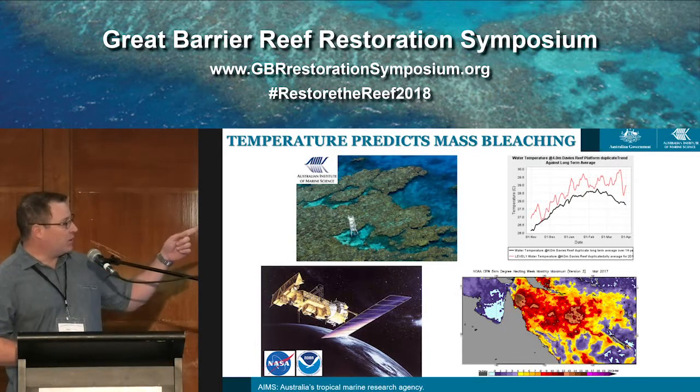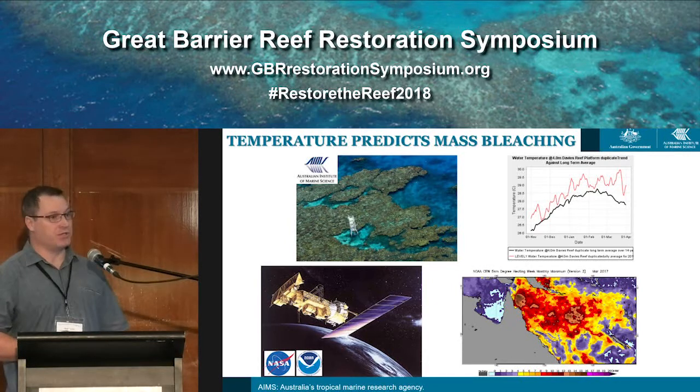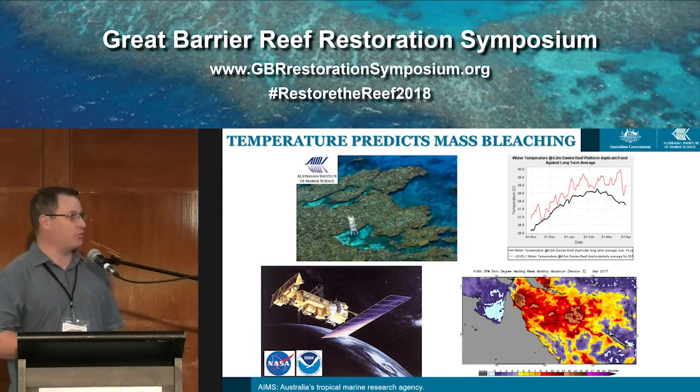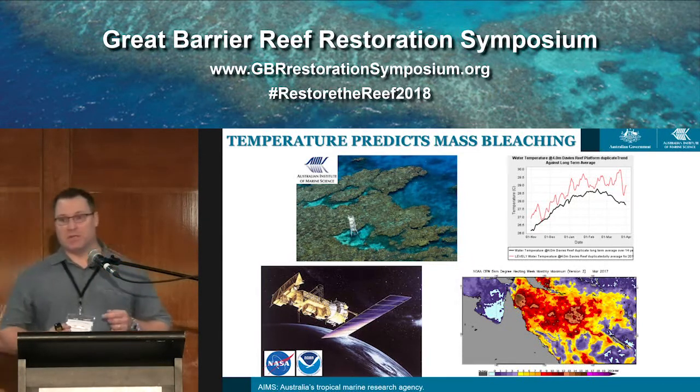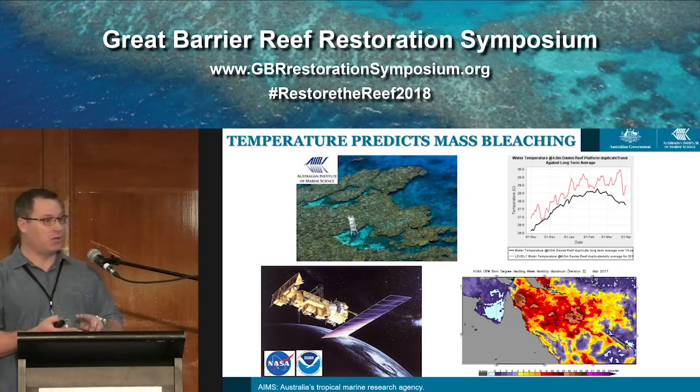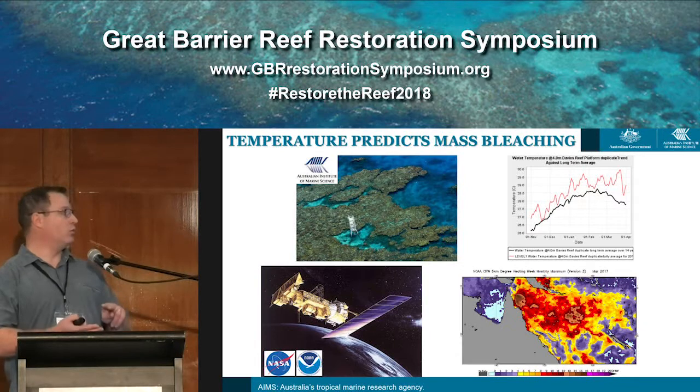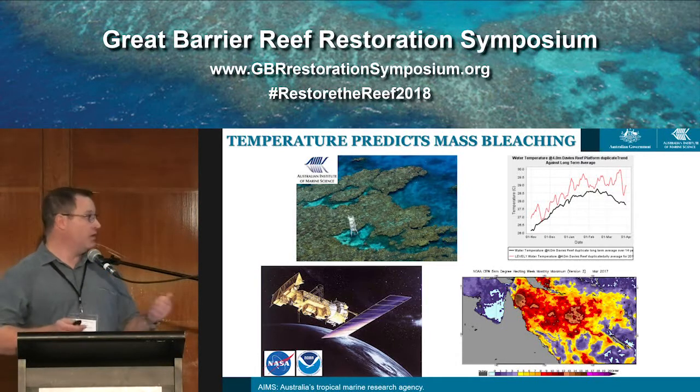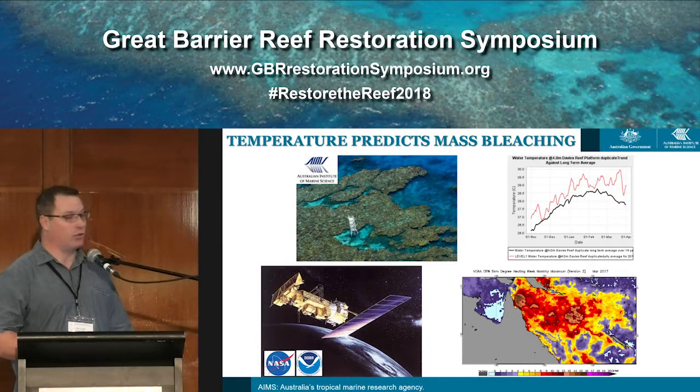The plot on the left is our AIMS in situ temperature loggers showing you the temperature profile. The black line is a normal year, the average of the past 20 years, which would be a normal summer. The red line is 2017. That reef spent the entire winter leading into the summer a degree above a normal year. And temperature, again, is the key factor driving coral bleaching.